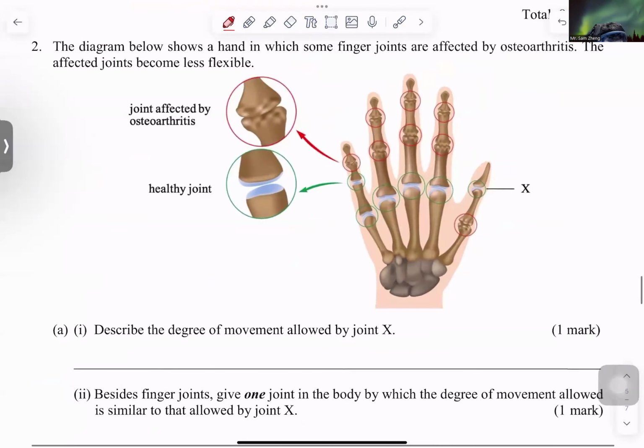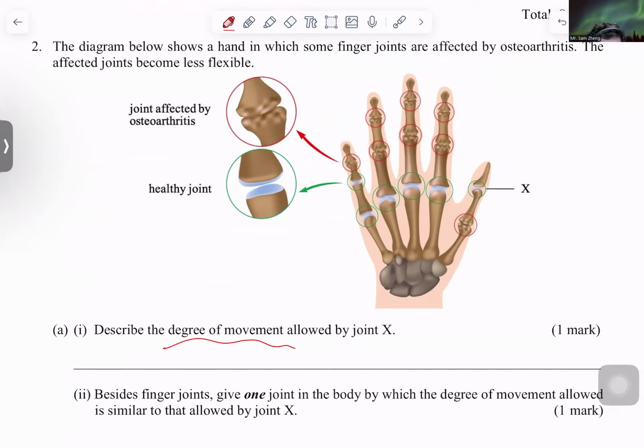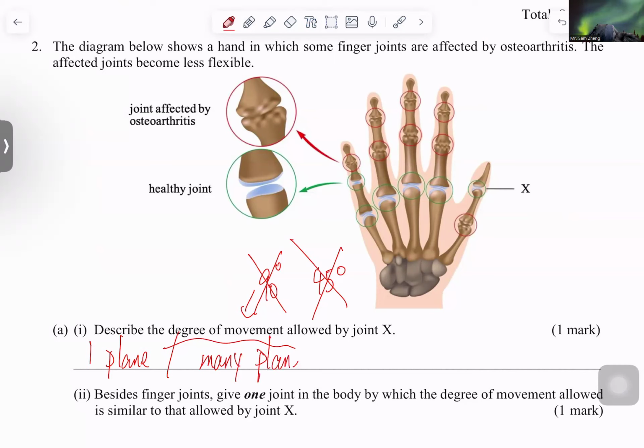Now, in here, the second question asks you about the degree of movement. So what does degree of movement mean? Remember, degree of movement does not refer to the degree, for example, like 90 degrees or 45 degrees. No, the degree of movement does not refer to the real degree. The degree of movement, we are just referring to whether it is in one plane or in many planes. It can move in one plane or many planes.